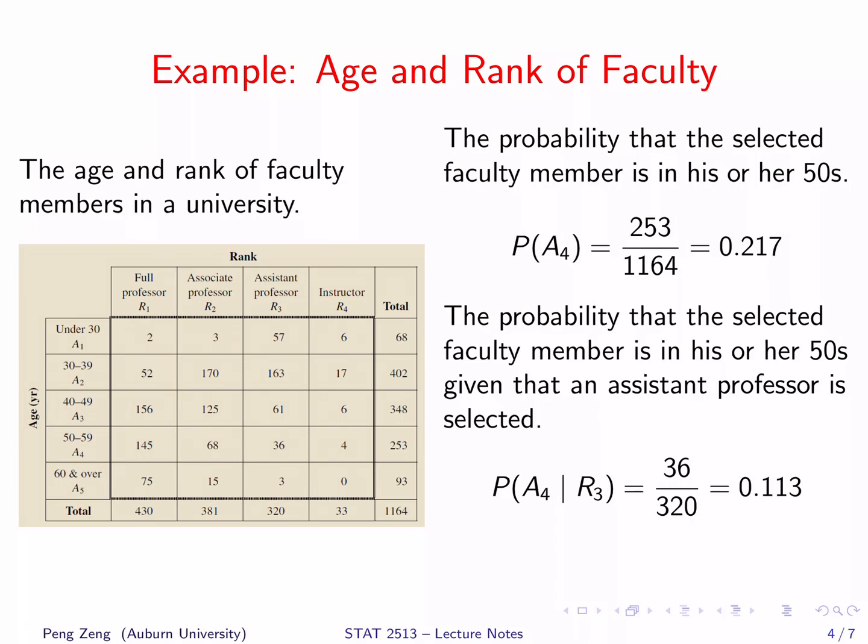Comparing these two examples, we can see that when calculating the conditional probability, both the numerator and the denominator are different. They are the numbers of faculty members when we limit ourselves to assistant professors.